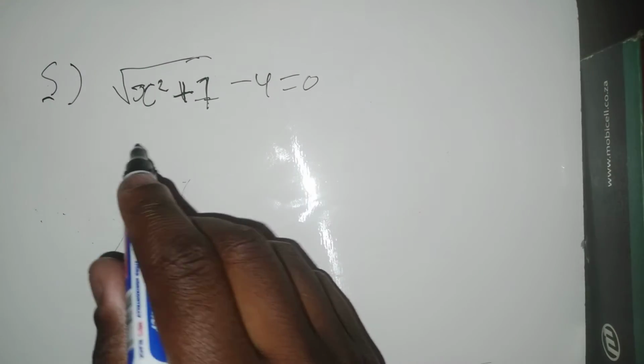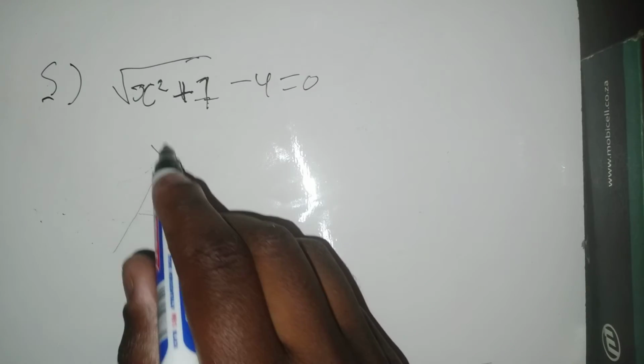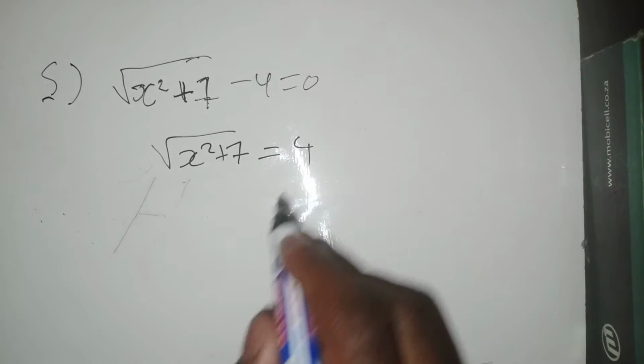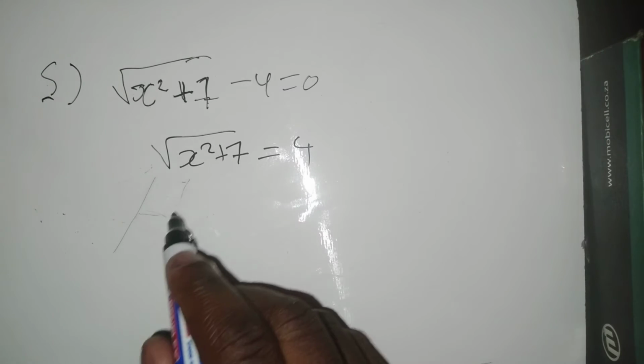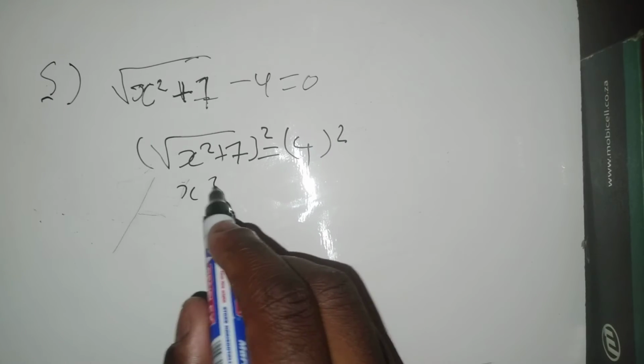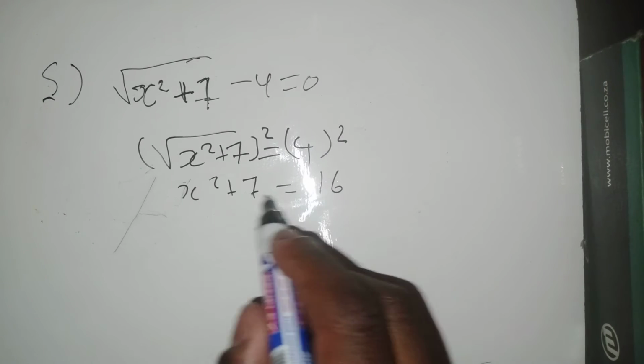So we take this to that side so that we can isolate this part, so that this can remain alone on one side of the equation. Then now when we square both sides, it becomes x squared plus 7 is equal to 16.